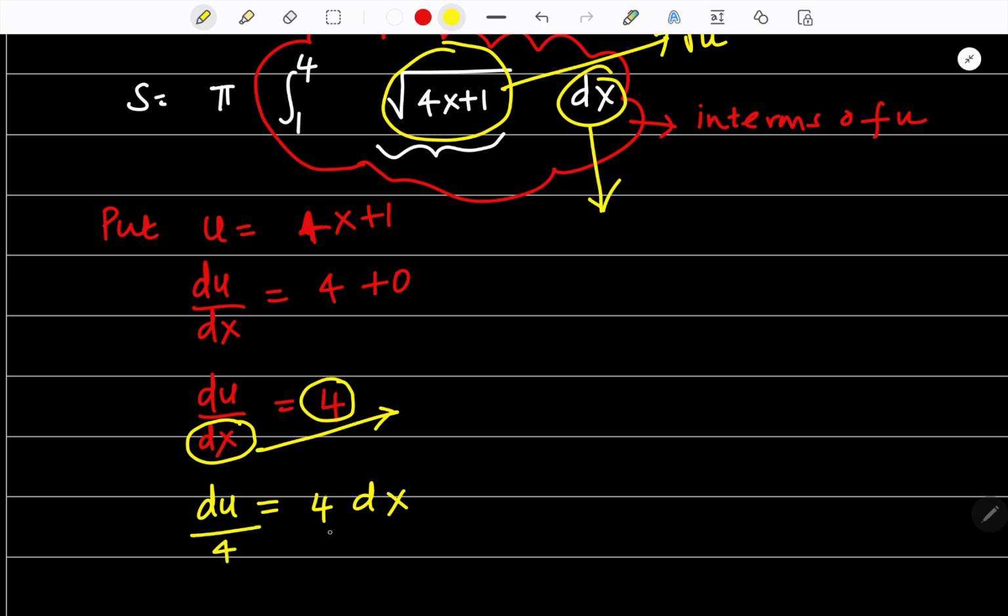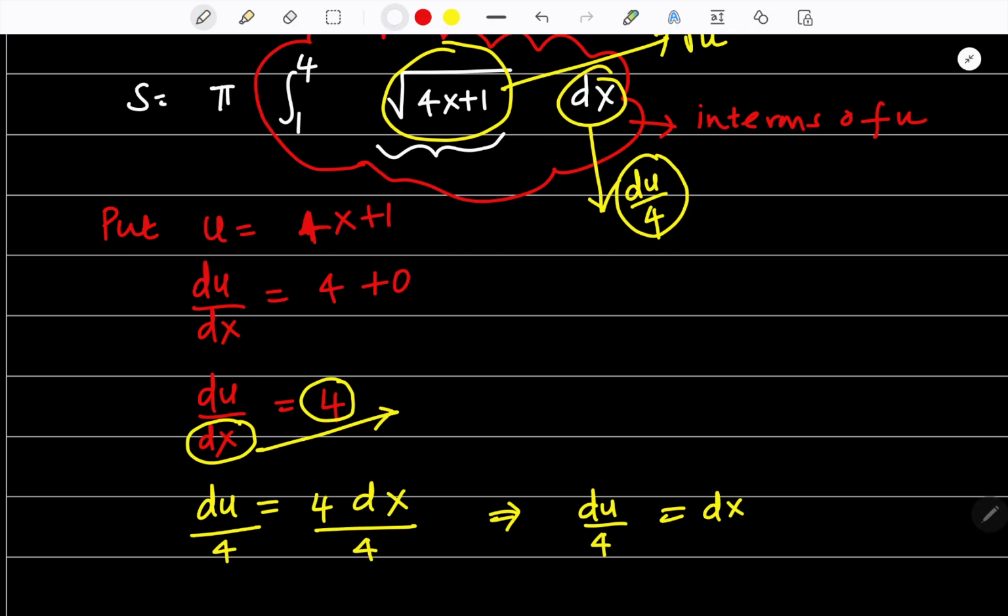So I divide by 4, I divide by 4, which implies what? du divided by 4 is equal to what? dx. So dx will be du divided by 4, right? Okay. So now we are going to check the limits.